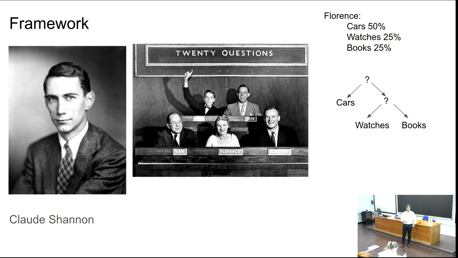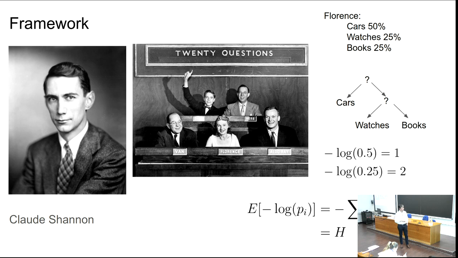So on average, for the number of questions that you need to ask, using log two applied to the probabilities, you get the number of questions per item, and on average, you get the same equation as before as well.